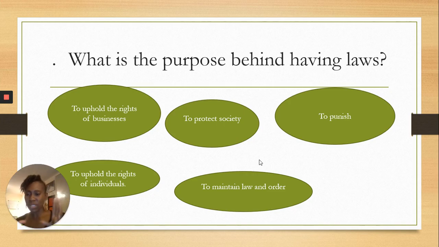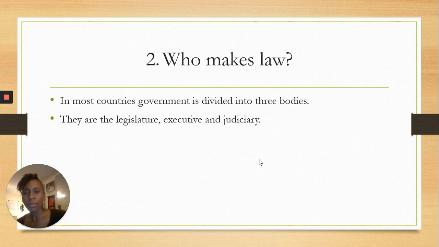These are different reasons why we have laws within societies, why we have these rules that can be enforced in courts, why we have these rules that are legally binding, legally enforceable. And we have them there for various reasons, from upholding the rights of businesses to punishing, to maintaining law and order, protecting society, and to upholding the rights of individuals. And who makes them? Who makes these rules that are legally enforceable?